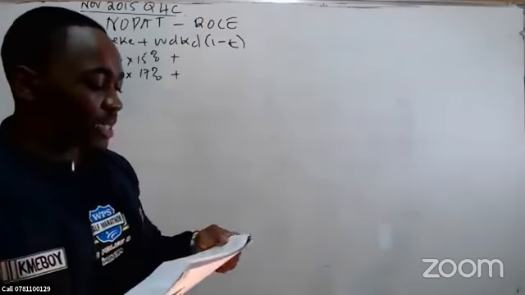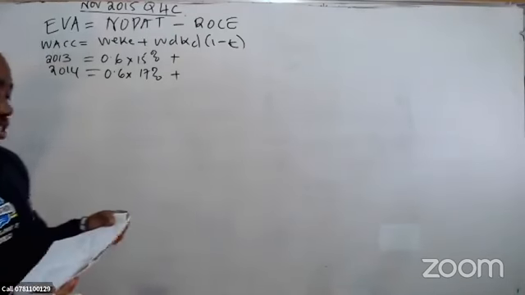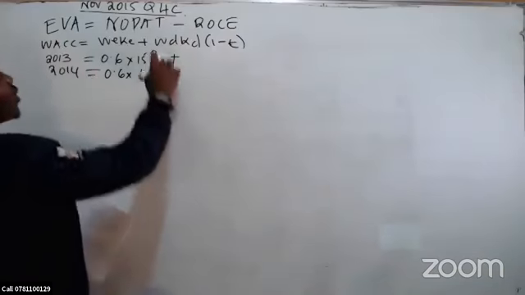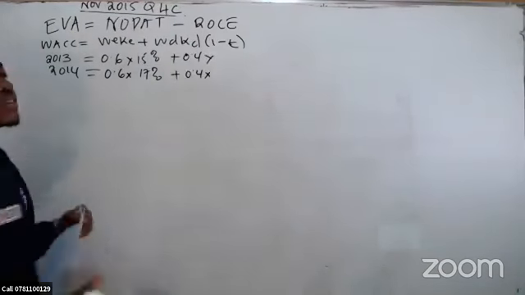Now let's go back to note number 6. We are told that the capital structure of Joshua Limited is 60% equity and 40% debt. Now the weight of the debt is 0.4. You multiply by the cost of the debt.